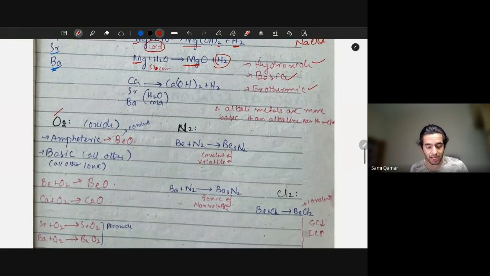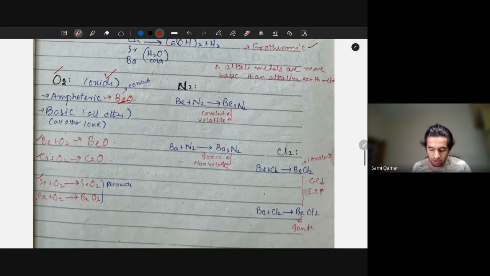When alkaline earth metals react with oxygen, oxides will form. What oxide is going to form? Amphoteric is the first one, which is beryllium oxide. So oxygen reacted in a similar way, and we formed oxides, not only normal oxide, peroxide too. Here normal oxide will form. Beryllium and calcium will form normal oxide, while strontium and barium will form peroxide.